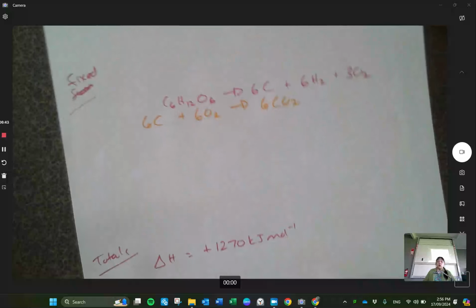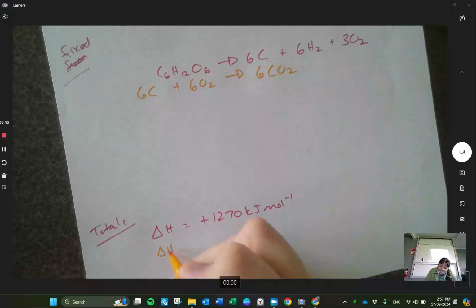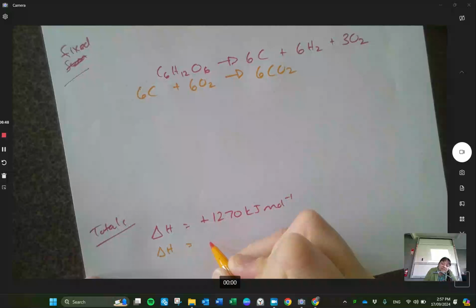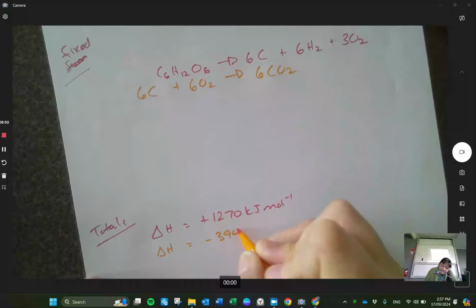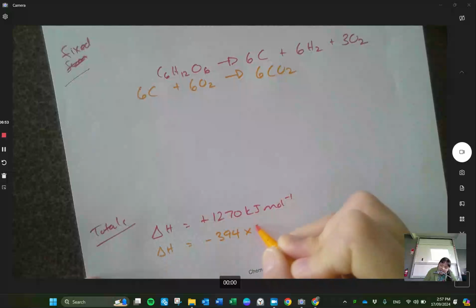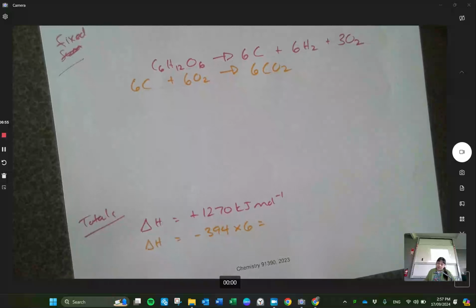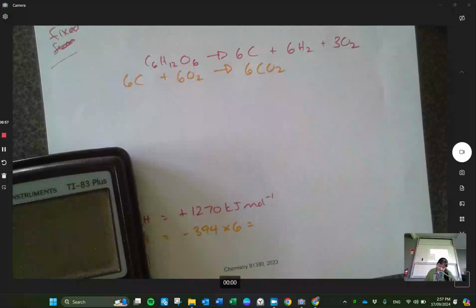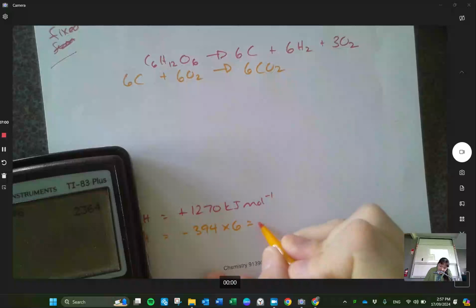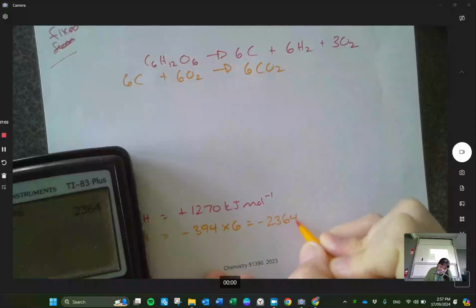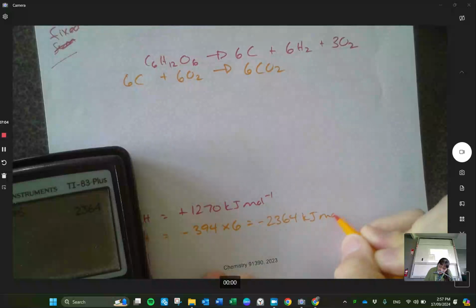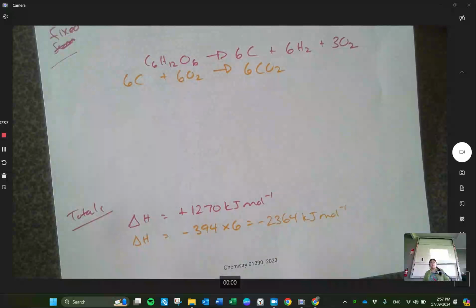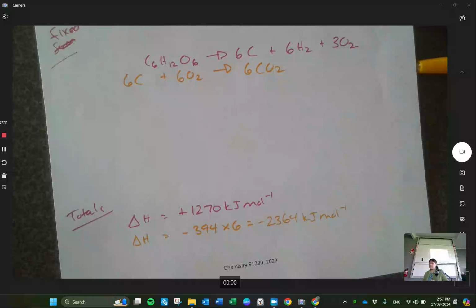Then for my totals, my delta H in that case is going to be still the same sign, negative 394, but I need to multiply it by 6. So that value is negative 2,364 kilojoules per mole. Are we okay with that one? Yes or no? All right. Next one.